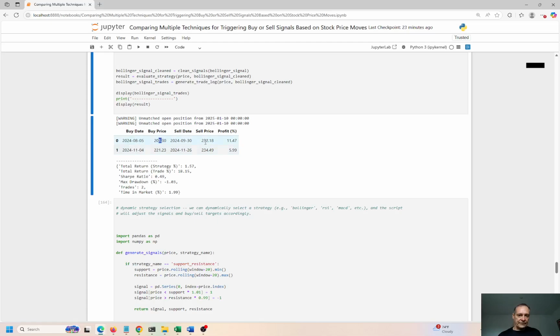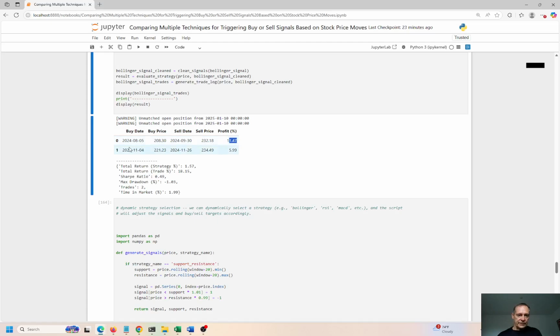The buy price is 208. The sell price is 232. And it was August 5th that the trade was entered into. It was exited 9/30. And this was the sell price. This is the buy price, so 11.47%.